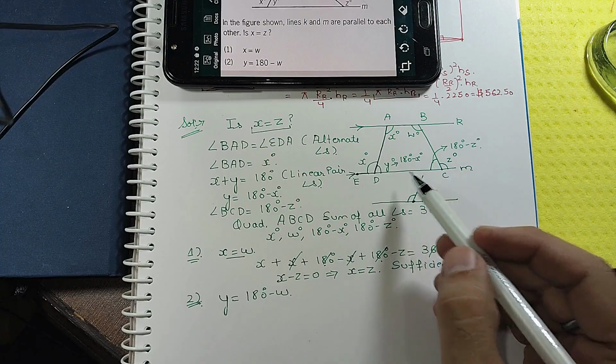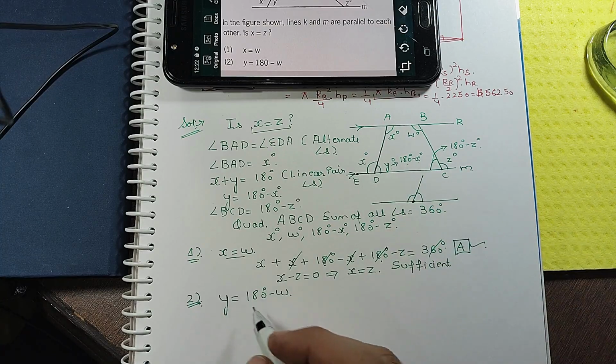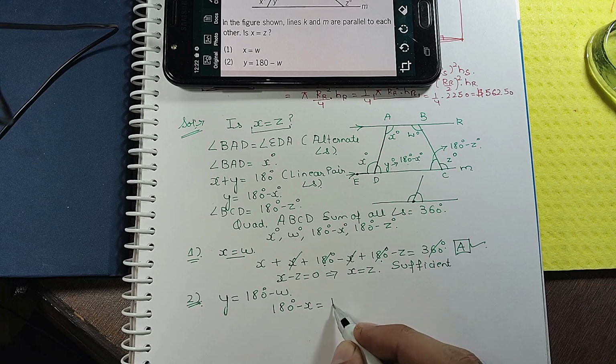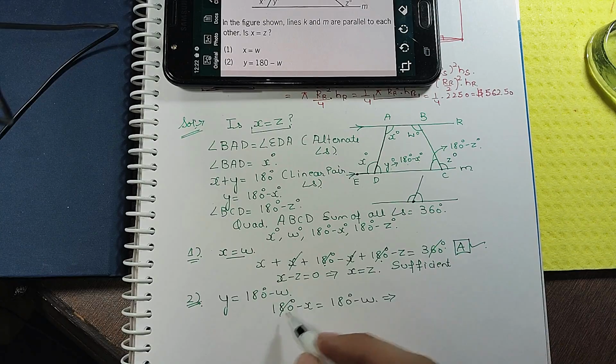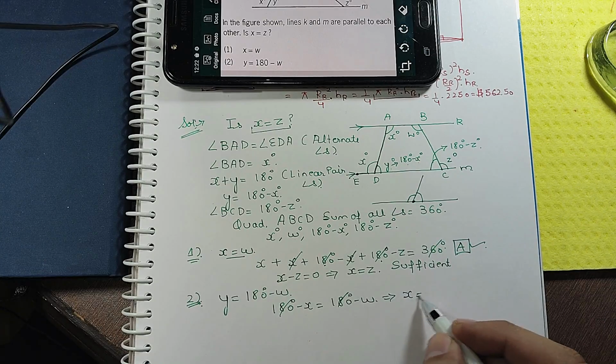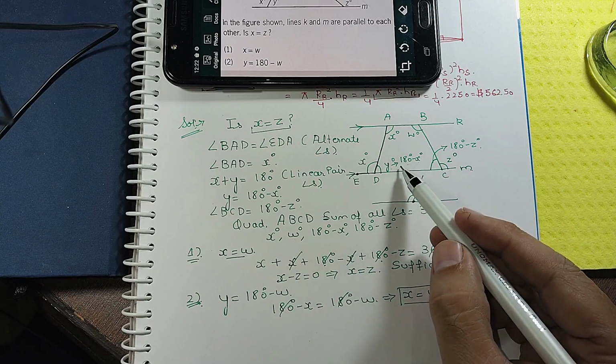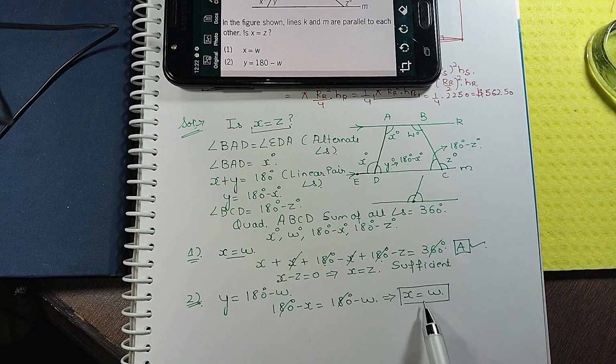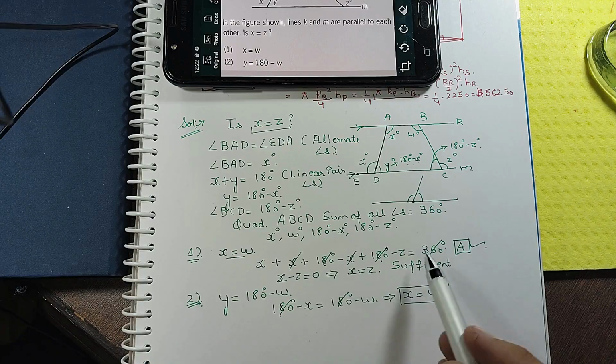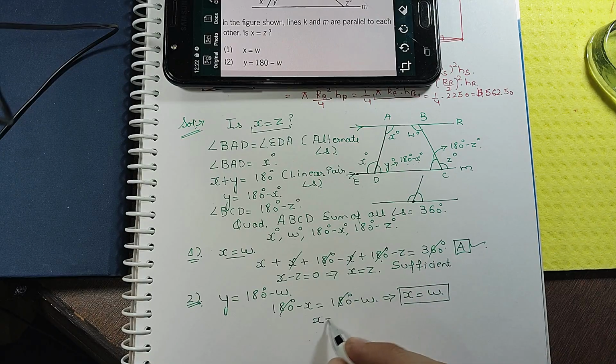Now y is basically 180 degree minus x. So I can write 180 degree minus x equal to 180 degree minus w. From this, 180 gets cancelled, so x is equal to w. This is the deduction from statement 2, because y is also equal to 180 degree minus x. This is the same as what statement 1 has said, and we have calculated that. Again we will add all the angles of the quadrilateral and prove it to be 360, and from that we can calculate that x is equal to z, right?